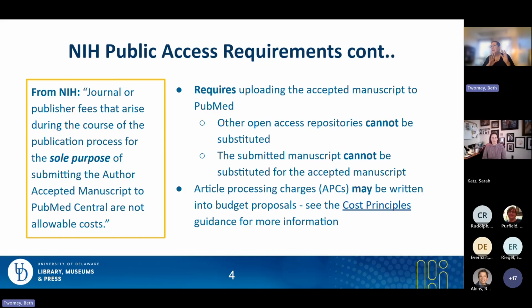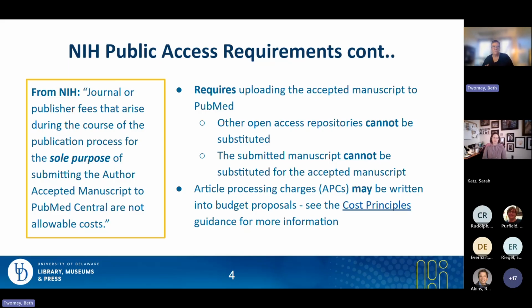So then the other thing that we are handling a lot of questions about is the fees and publishing fees. They are expensive. Open access publishing is expensive. And so directly from the NIH, what you see in the little call out box is that fees that a journal might charge you just to put it on PubMed are not allowable costs for a grant.